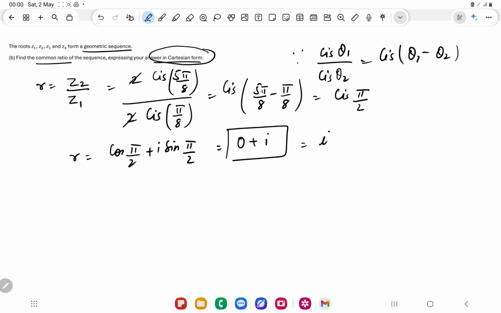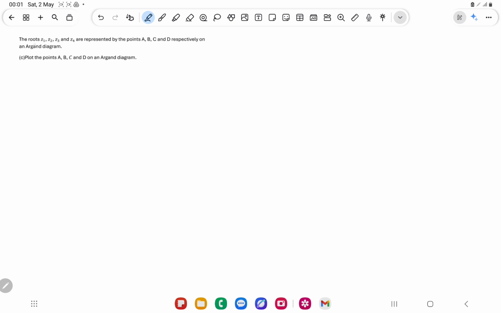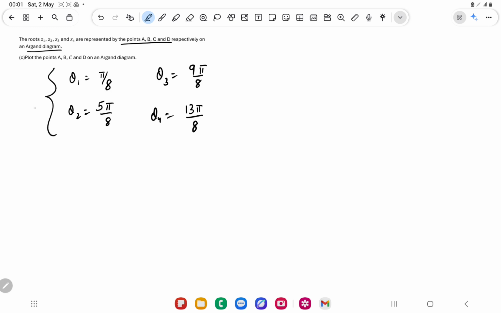Now let's move to the next part of this question. Now the roots are represented by the points A, B, C, D on the Argand diagram. We have to plot the points. So before plotting the points, let me write the arguments. The first argument was pi by 8, the second one was 5 pi by 8, the third one was 9 pi by 8 and the fourth one was 13 pi by 8. We found this from part a. So we have to plot our z1, z2, z3, z4 according to these angles.